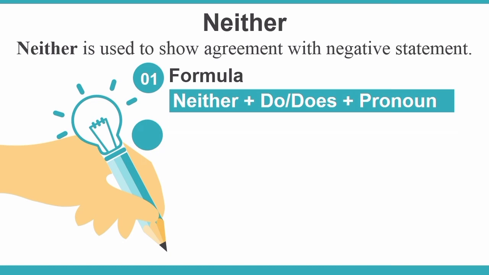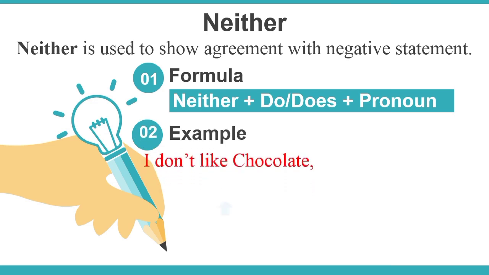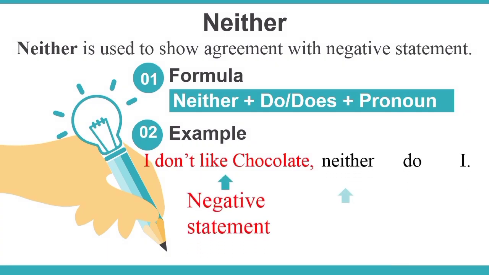And then example. I don't like chocolate. Aku tidak menyukai coklat. Ini merupakan negative statement atau kalimat negatif karena ada not, do not. Nah, neither do I.